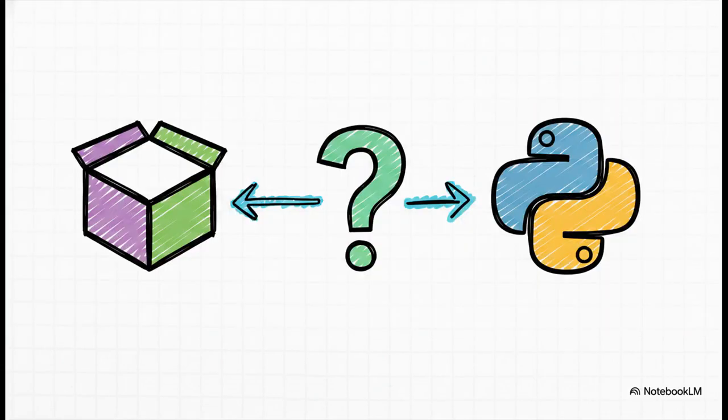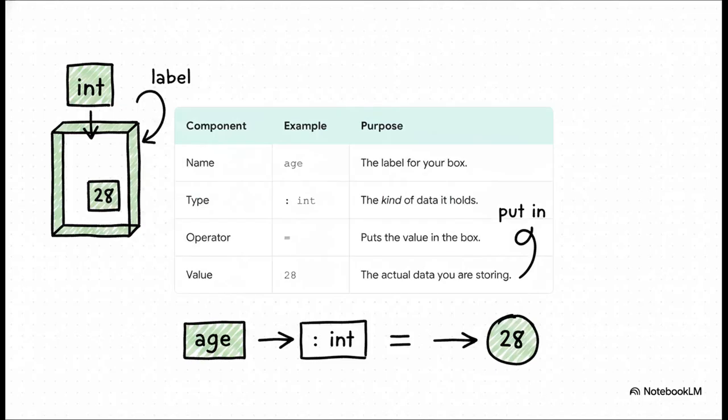All right, so that's the what. We get the idea of a magic box, but how do we actually create one of these things in Python? Well, the way you write it is super clean, logical, and really easy to read. Let's break down the anatomy of a variable in Python.